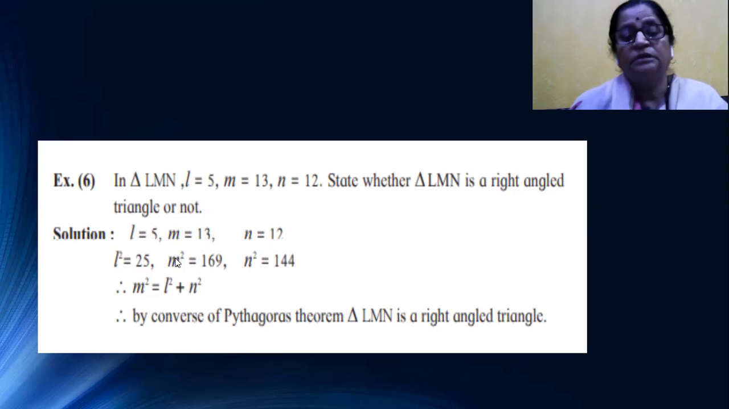We know that the highest length we consider as the hypotenuse, and the other two sides of the triangle we consider separately. So the highest is M. M value is 13. So M square is 169. It is 13 square. And L square plus N square, we add this 25 plus this 144, we get 169. So M square is equal to L square plus N square. Therefore, by the converse of the Pythagoras theorem, triangle LMN is a right angle triangle.